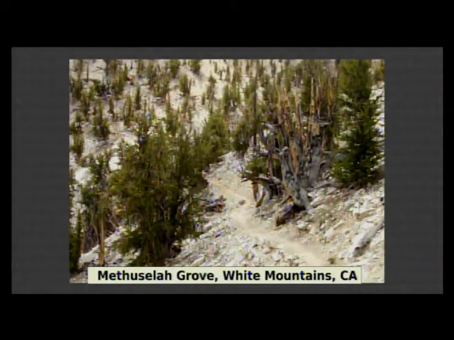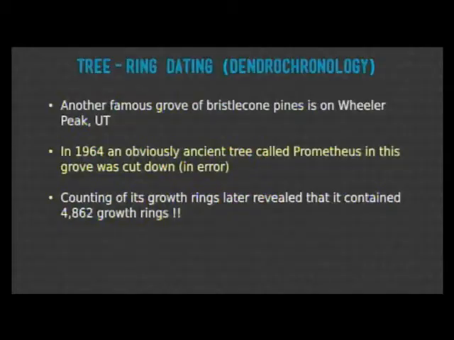Here's the grove where the Methuselah tree is known to be, but we don't know which one it is. Another famous grove of bristlecone pines is in Utah. But in 1964, an obviously ancient tree was accidentally cut down. Prometheus was the code name for that tree. It's reputed to have had over 4,800 growth rings.